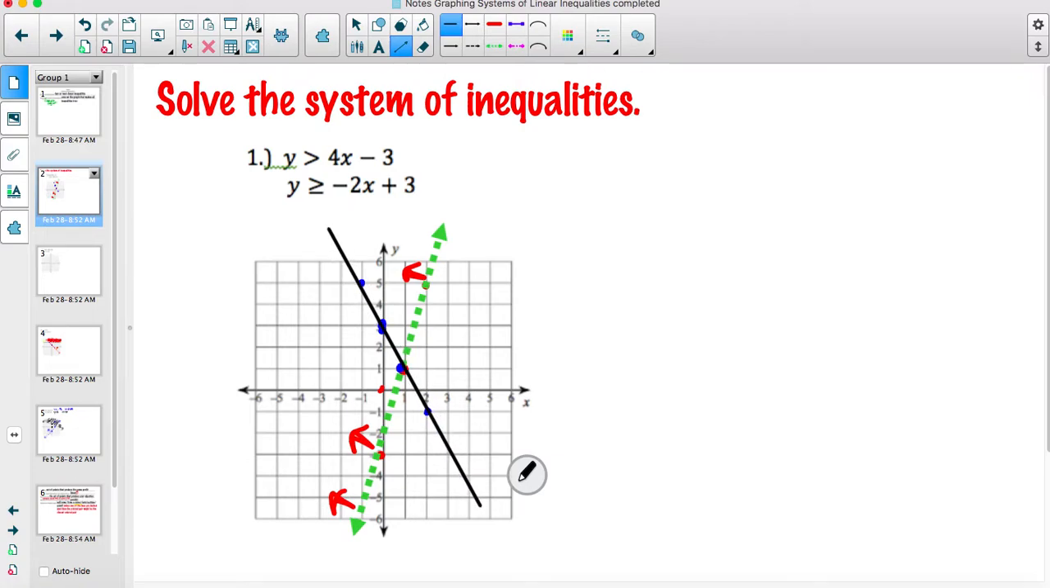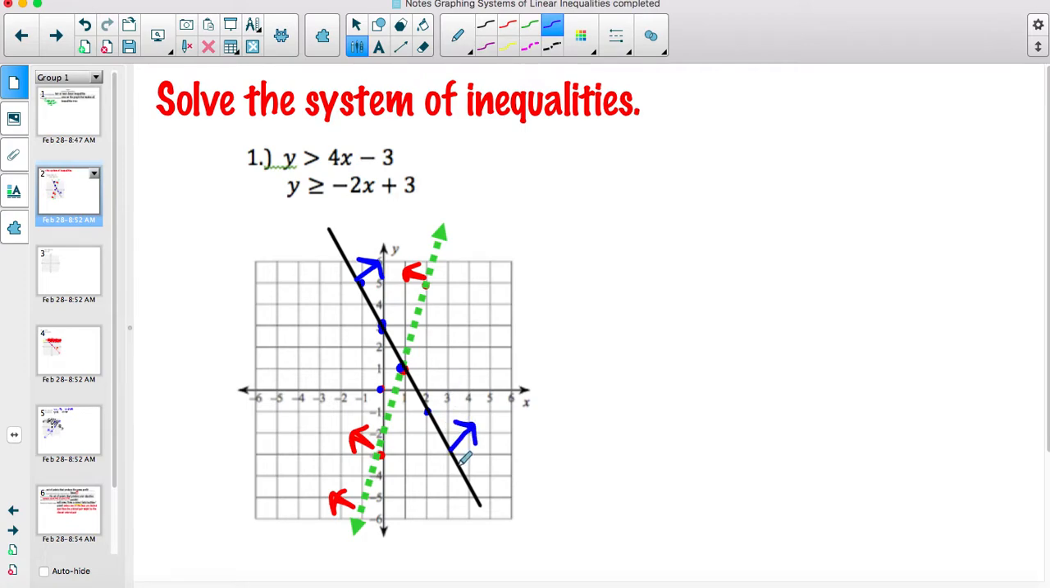Shading for the second inequality here, I'm going to look and plug in 0, 0 again. Is 0 bigger than 3? 0 is not bigger than 3. So 0, 0 this time is false. So that's this whole side. So I'm going to shade the top side.